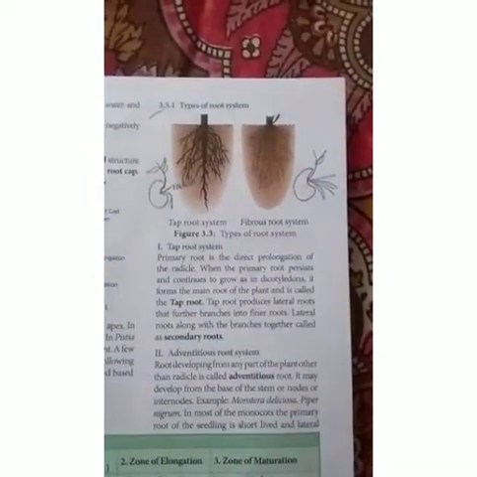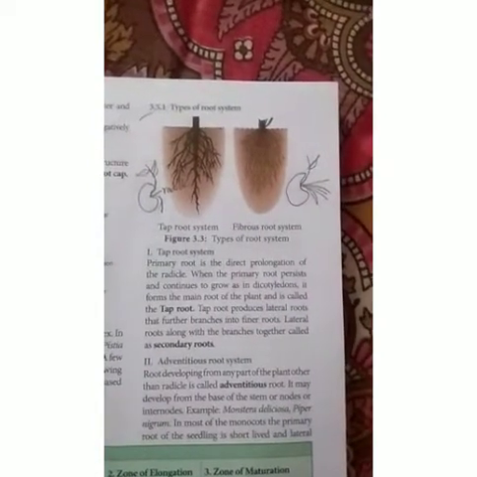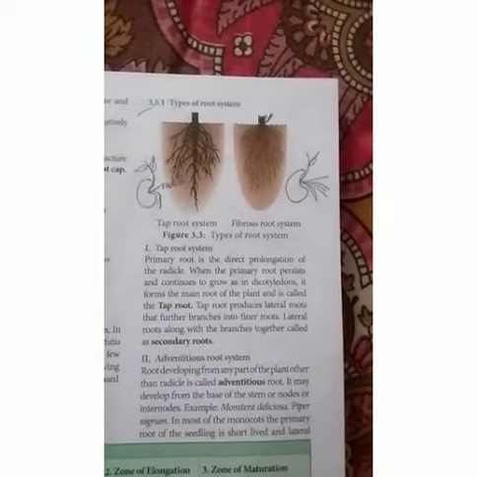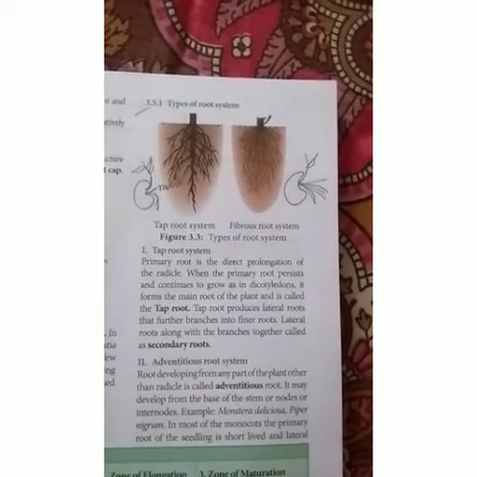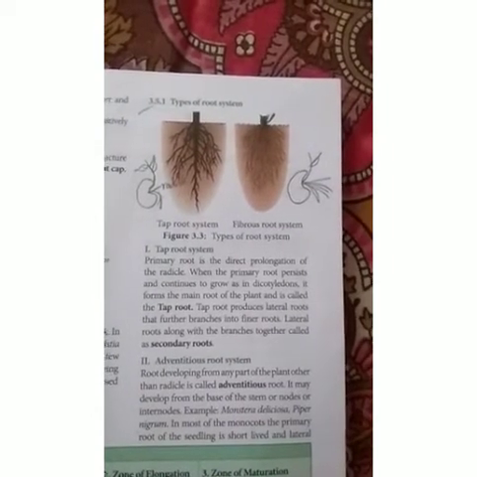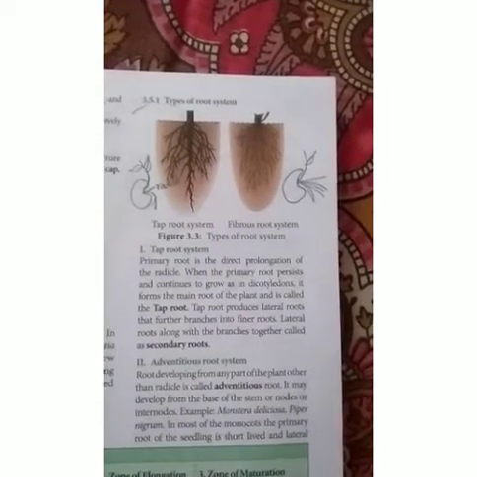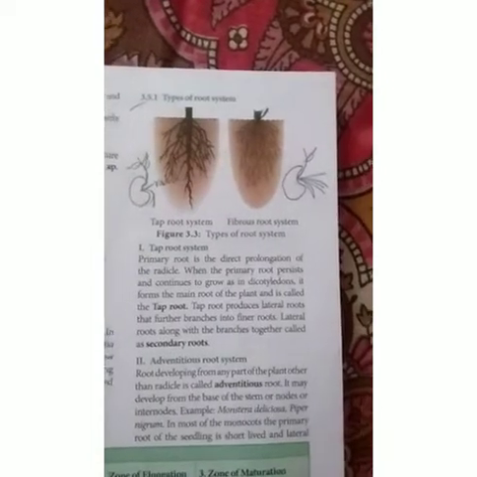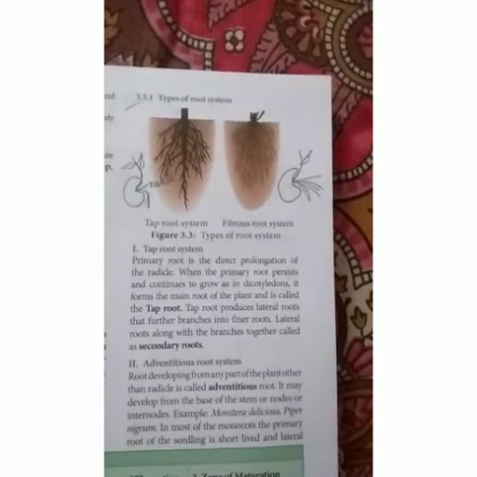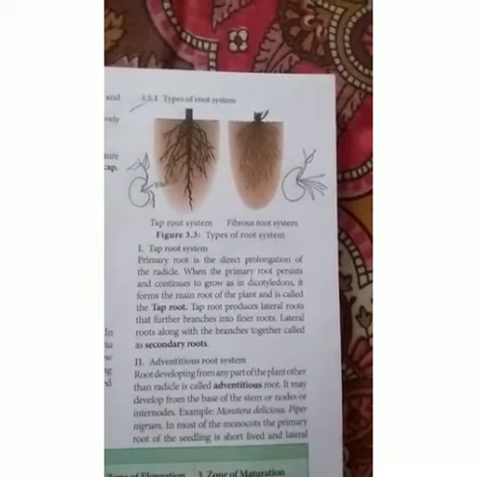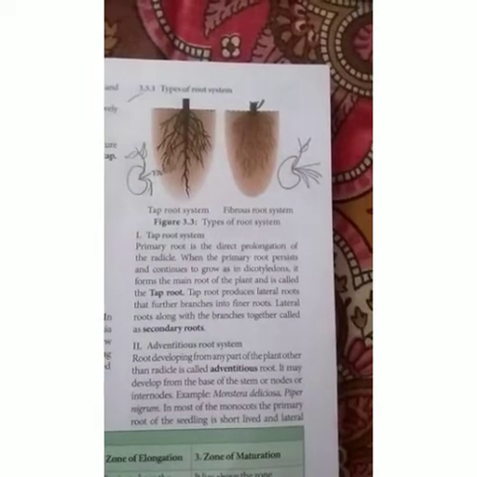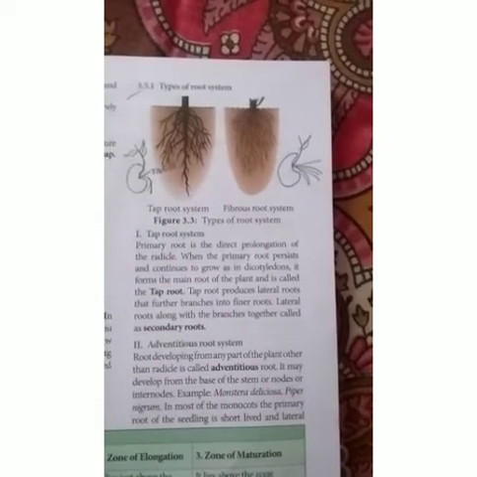Adventitious is where, in an embryo, roots develop not only from the radicle but from other parts also, the shoot system, the stem system, or the nodal region. So it is called adventitious. A root developed from any part of the plant other than the radicle is called an adventitious root. We see this type of adventitious root in Monstera deliciosa and Piper nigrum.